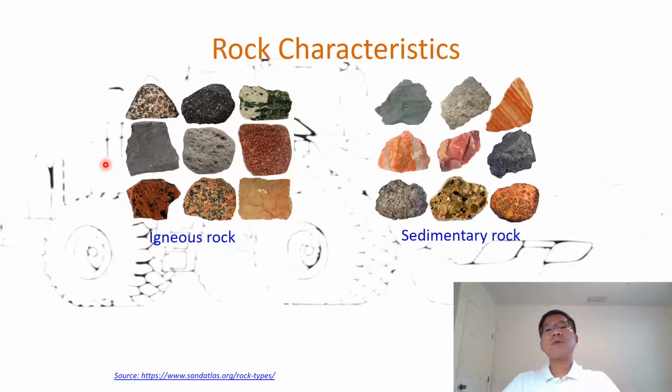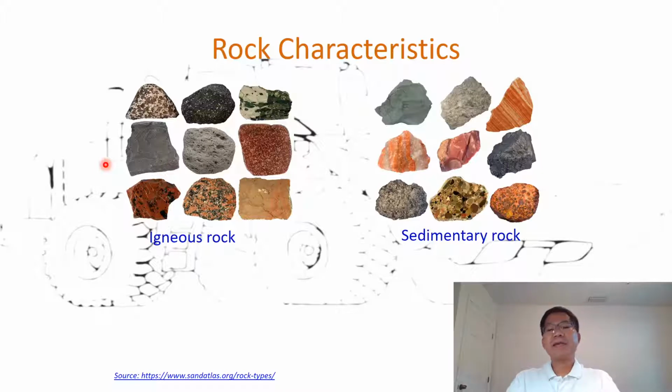The second type of rock we call sedimentary rock, and this is formed by the precipitation of material from the air or from the water, and because of that process, this rock tends to stratify, have different layers of fractions, and it's easy to excavate.